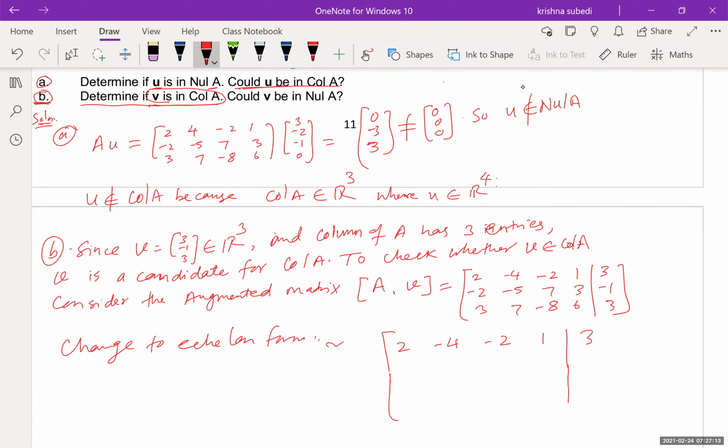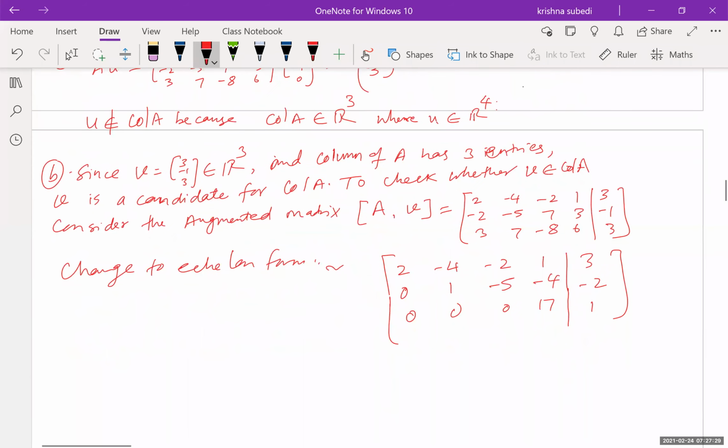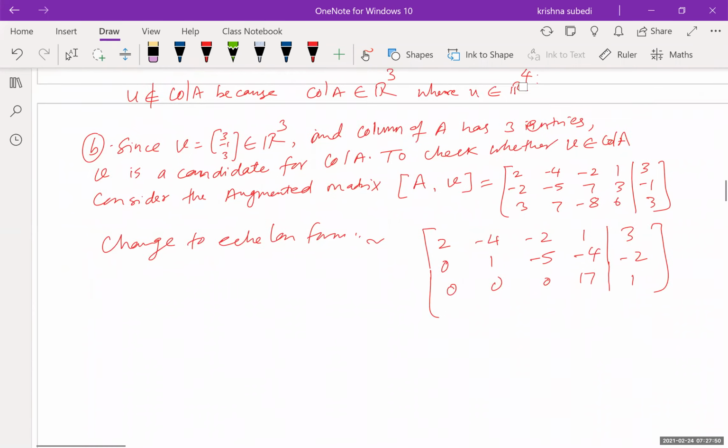This is what I got when I changed it into echelon form: 0, 1, -5, -4, -2, 0, 0, 0, 17, and 1. Now, clearly, this system is consistent. If we had, for example, a row of zeros followed by a nonzero number like 5 or 1, we would say the system is inconsistent. But now we see that this system is consistent. We talked about this in chapter 1 in detail.